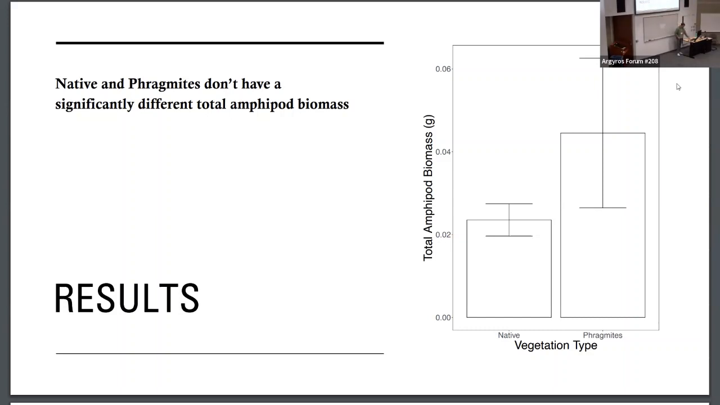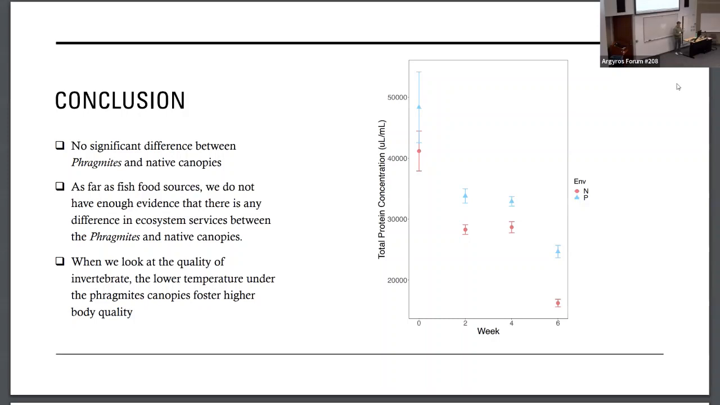So this comes into our conclusion, which is basically that there's no difference between the Phragmites and the native canopies. And therefore, as far as fish food resources go, there's no difference in ecosystem services between the native and the Phragmites. So the Phragmites isn't having a negative impact on the ecosystem as far as fish food resources go.